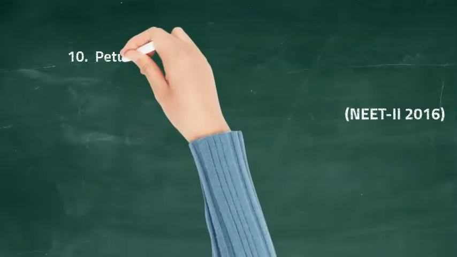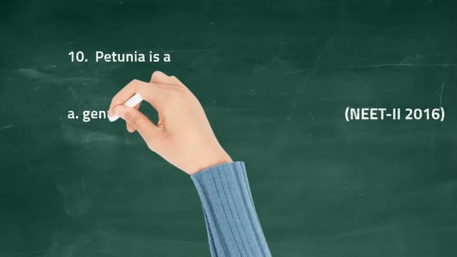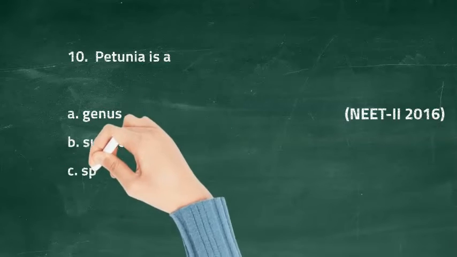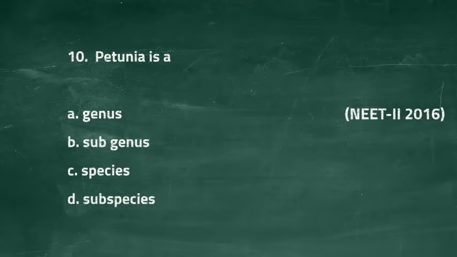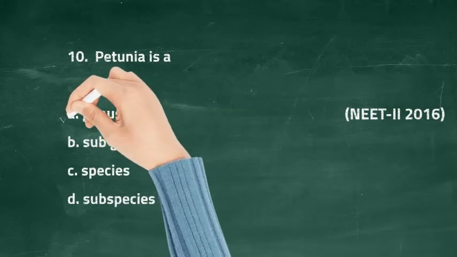The last question for this lecture 1 is: Petunia is a option A, genus, option B, subgenus, option C, species, and option D, subspecies. The right answer is option A, genus.